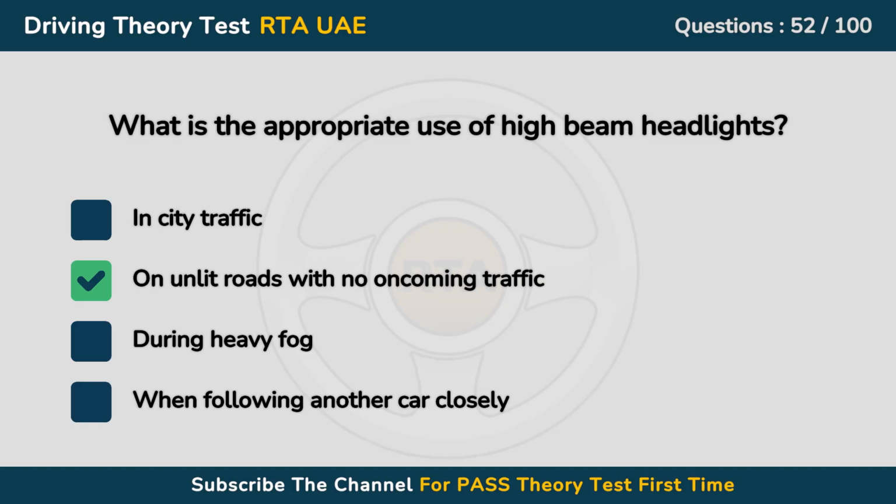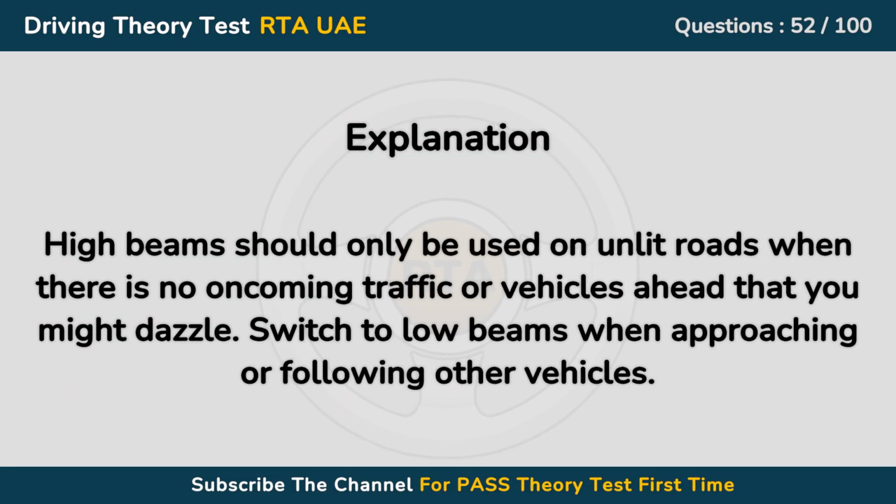Answer is B. On unlit roads with no oncoming traffic. High beams should only be used on unlit roads when there is no oncoming traffic or vehicles ahead that you might dazzle. Switch to low beams when approaching or following other vehicles.